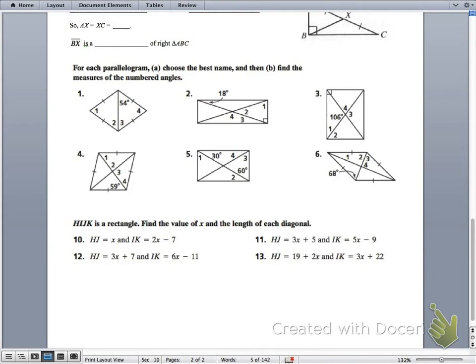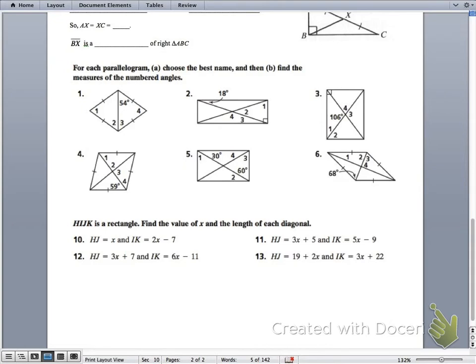Okay, so we end up with some different types of questions. There ends up being a surprising number of questions that we can ask about squares and rectangles and rhombuses. But we're going to start off with these right here about the angles. The first part of these questions, I'm going to do the first couple here with you. Number one asks us to name the type of parallelogram that it is.